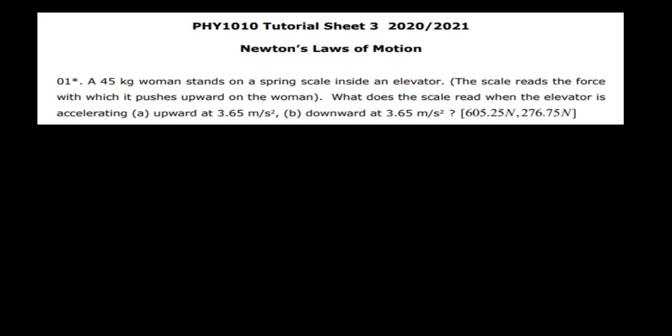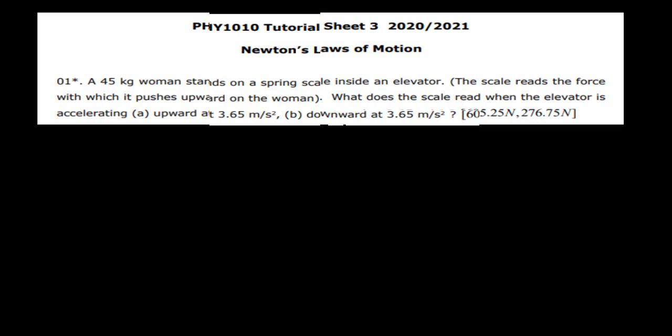Now, the first question reads: a 45 kg woman stands on a spring scale inside an elevator. The scale reads the force with which it pushes upward on the woman. What does the scale read when the elevator is accelerating? A, upward at 3.65 meters per square second. B, downward at 3.65 meters per square second. Okay, so this is a very interesting question.